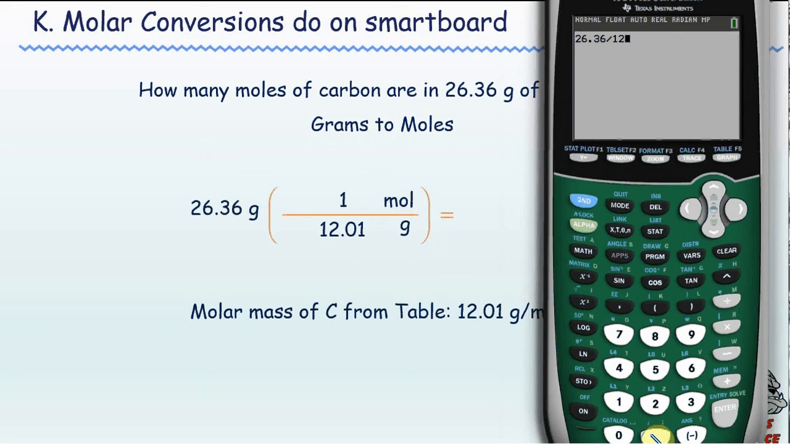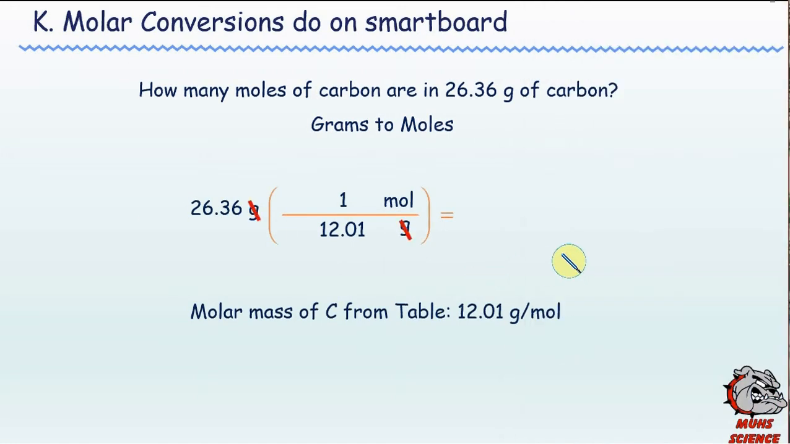And again, the decimals don't really matter until you're actually doing real lab work with real scales. I hit the enter key on that, and you get 2.19 moles. So our answer to this problem, grams cancel out, and you get 2.19 moles of carbon. Which makes sense, because if I had 2 moles of carbon, I would have about 24 grams. And I have a little bit over 24 grams, so it makes sense that I'd have a little over 2 moles of carbon.